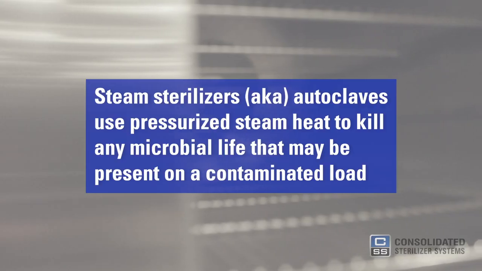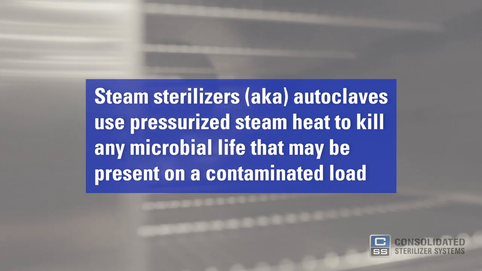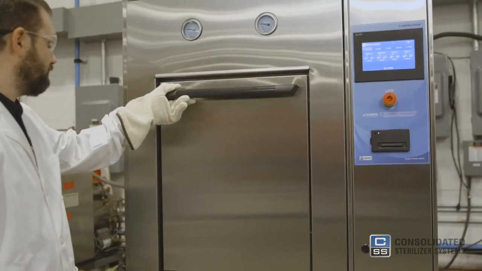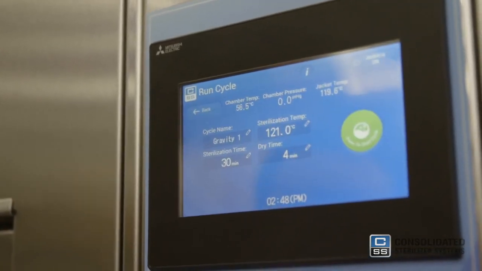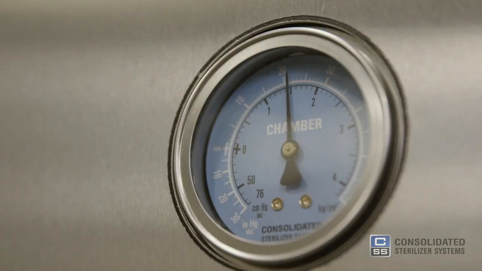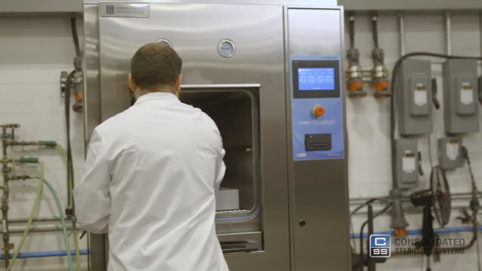Now let's talk about how steam sterilizers work. Steam sterilizers, also known as autoclaves, use pressurized steam heat to kill any microbial life that may be present on a contaminated load. Autoclaves, both large and small, operate using the same principles as your common kitchen pressure cooker. The door is locked to form a sealed chamber, and all air within that chamber is replaced with steam. The steam is pressurized to achieve sterilization. Once a cycle is complete, the steam is exhausted, and goods can be removed.